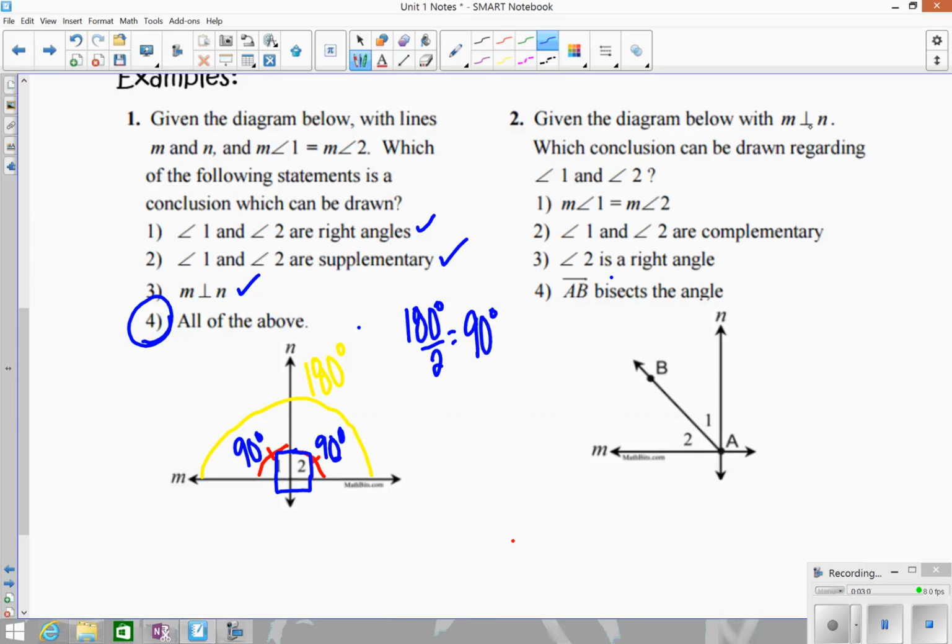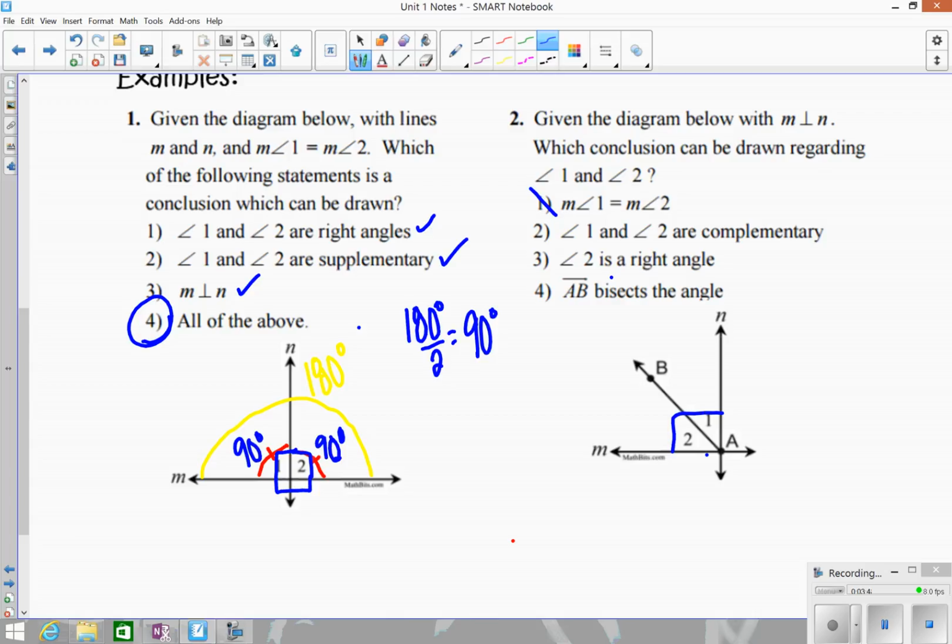Example 2 starts off with saying that the two lines are perpendicular. So lines M and N are perpendicular, which remember means that this entire thing's a right angle and really all four of these are right angles. So I'm just going to leave the 1 and 2 as being marked so it doesn't look too confusing. So we have a big right angle here. That doesn't mean that angles 1 and 2 are equal. That would only be true if it said that AB was an angle bisector. Think about it. Angle 1 could be 50 and angle 2 could be 40 and they still add up to 90. Just because this is a right angle doesn't mean that those two have to be the same. So that one's not true.